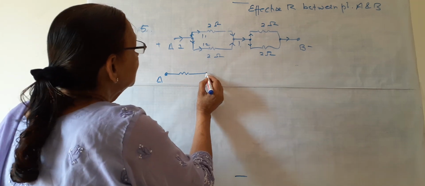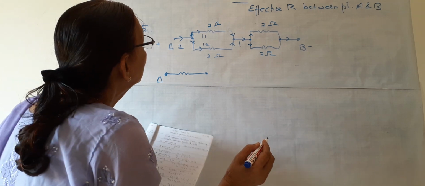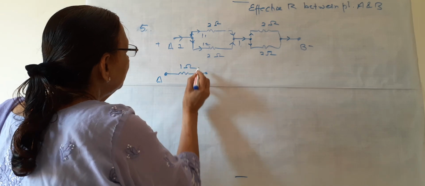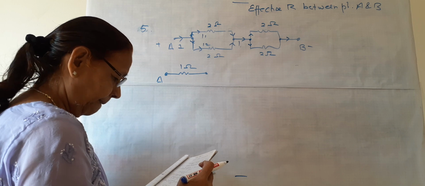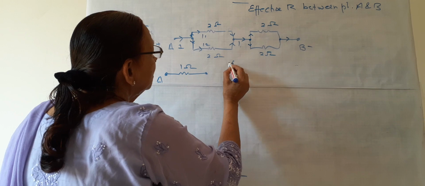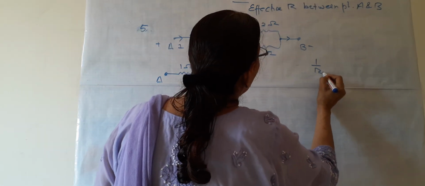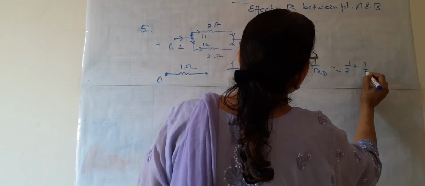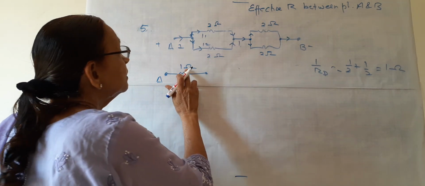So we can redraw them as this is A, this is this junction. So again like this, 1 by 2 plus 1 by 2, this will be 1 ohm. Do you know how? 1 by Rp here is 1 by 2 plus 1 by 2, which is equal to 1 ohm. So this is 1 ohm.